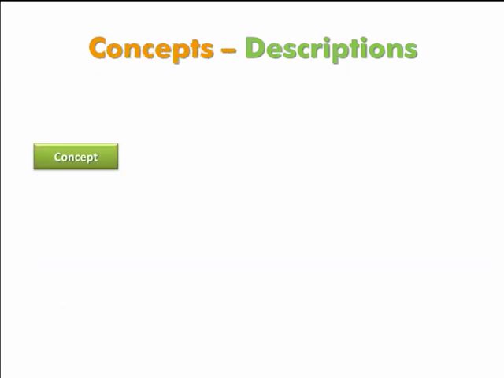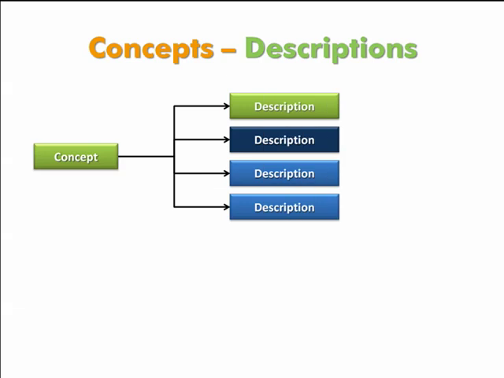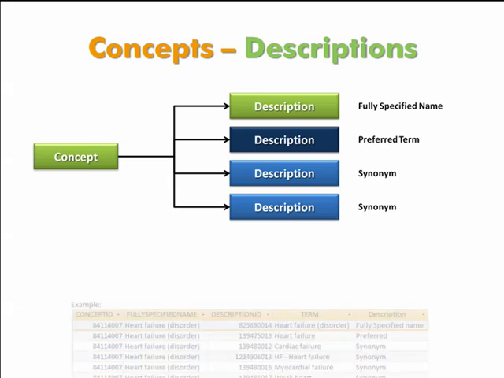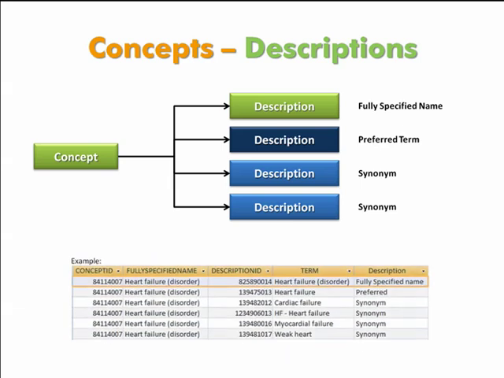So if we look at the description table, basically what you've got is a concept that is referenced by multiple descriptions in the description table, and the description has a type. Based upon the type, you can do different things with the description that you find. So in our example with heart failure, concept 8411407, heart failure (disorder), has a handful of descriptions. One is the fully specified name, one is the preferred term. Notice it does not have the type in parentheses.